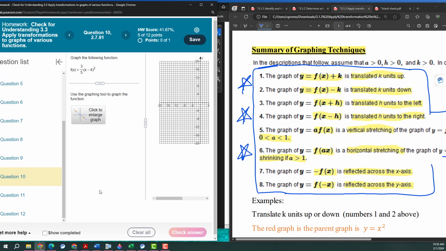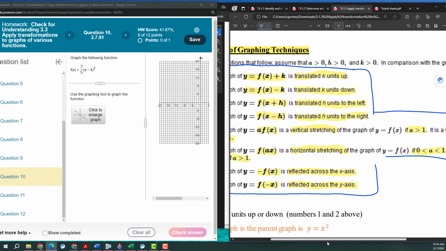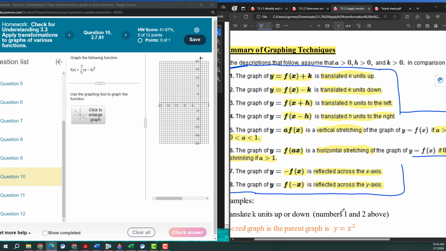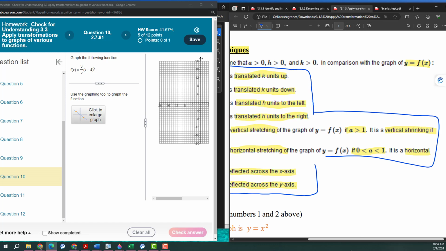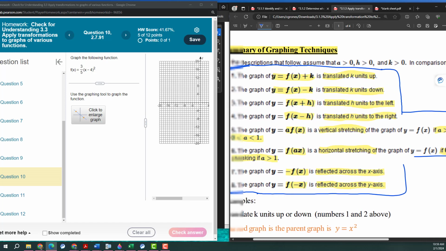Number 10. Let's look at this one. It says f of x equals 3/5 times, and then we've got x minus 4 squared. So we do have a parabola, but we have a couple other things that we're looking at. We have our a in front of our function, and a is a fraction, so it is in between 0 and 1. So we are looking at number 5. Since a is between 0 and 1, we're going to have a vertical shrink.